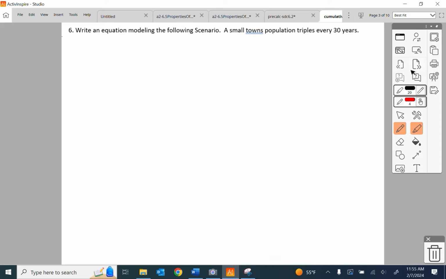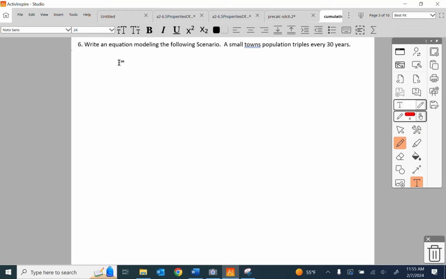Write an equation modeling the following scenario. So we need a different one. This one says a small town's population triples every 30 years. How about we make a small town's population quadruples every 15 years? Because a small town is either going to die, stay stagnant, or grow very fast. And we're going to go with the optimistic approach that this one quadruples every 15 years.